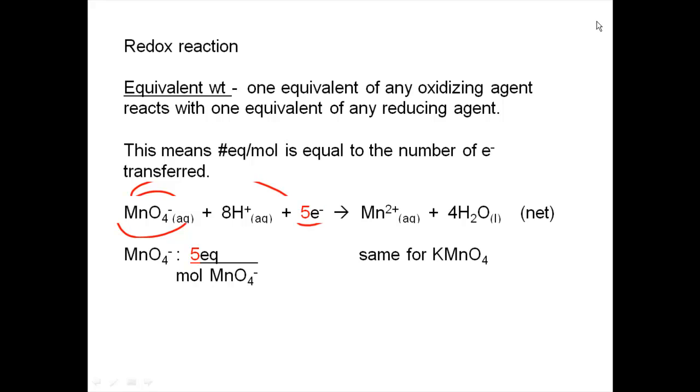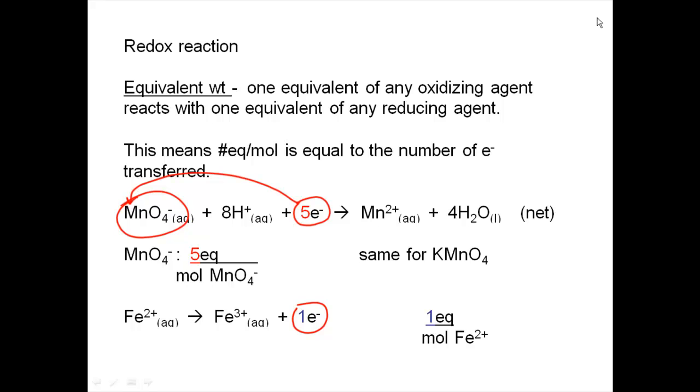Another example, let's look at iron 2 going to iron 3 plus 1 electron. Once again, that number of electrons tells me the number of equivalents, and I can do that for whatever species. In this case, let's look at iron 2. There's 1 equivalent for every 1 mole of iron 2. Now notice both examples we did here were on a per 1 mole basis. That's not always the case, as I mentioned about the H pluses. And in this particular experiment, we don't have a 1-to-1 in one of the species as well. So you've got to account for that number of moles.